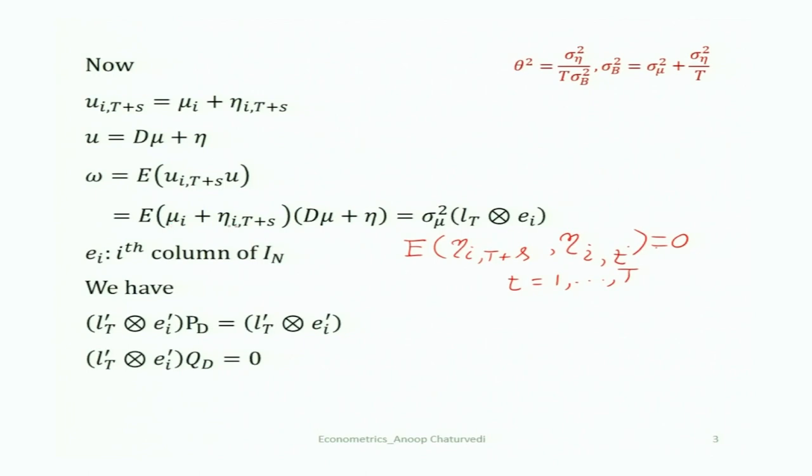Then the expectation of mu_i into eta is 0. The expectation of eta_{i,T+S} into D mu is also 0. So, the only term which may have non-zero expectation is the expectation of mu_i into D mu. Now, what is the role of D? It is the selection matrix. It selects the elements of mu corresponding to, say you have some elements of D which are 1. So, corresponding to those elements, the elements of mu are selected.